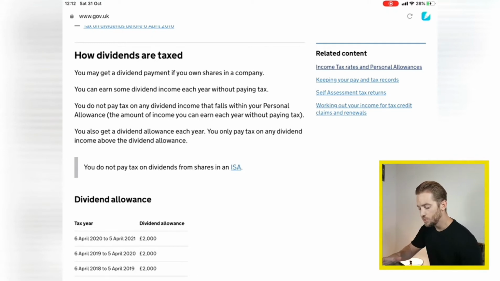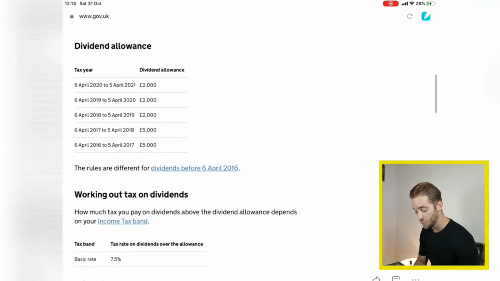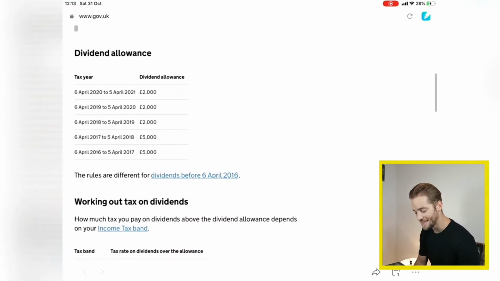And then below, you can see a table which highlights the dividend allowance that it mentioned before. We only really need to pay attention to the top line, the current tax year, April 2020 to April 21, which is £2,000. It used to be more than this when it was first introduced. It was £5,000 originally, but it's been reduced down to £2,000 per tax year.